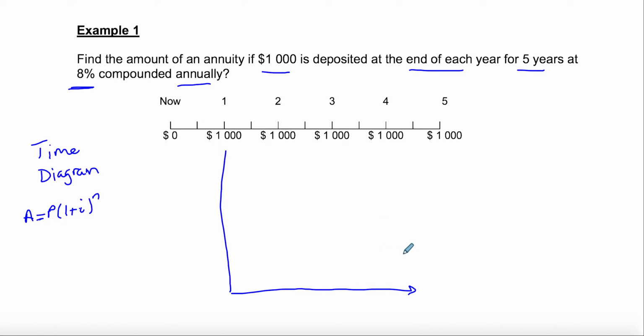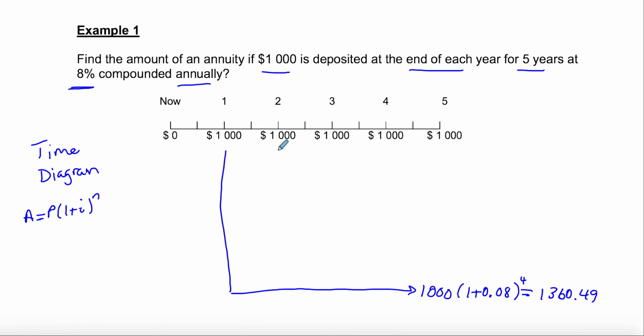So at the end of year 1, I'm going to take $1,000 and deposit it. I have 1 plus my interest rate, which is 0.08, and my exponent is going to be 4. Because I'm putting it in at the end of year 1, because it's an ordinary annuity, I'm going to still have 4 years left in this annuity. So what I end up with there is $1,360.49.